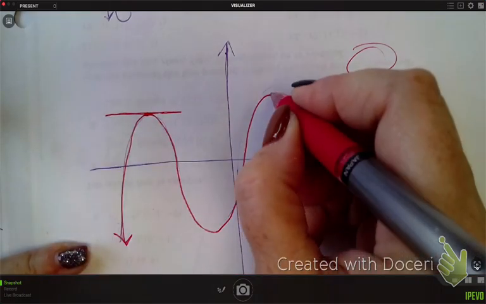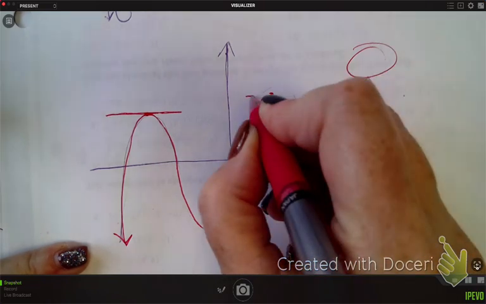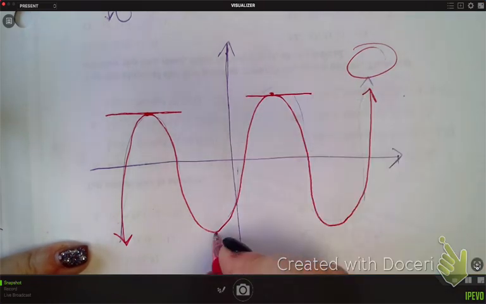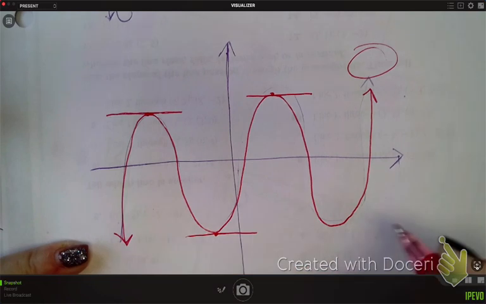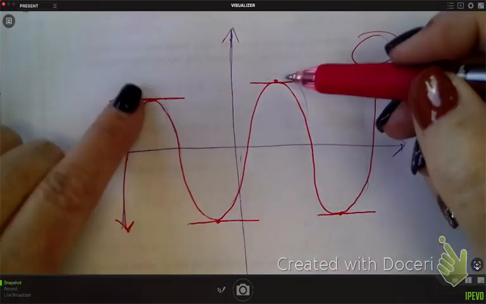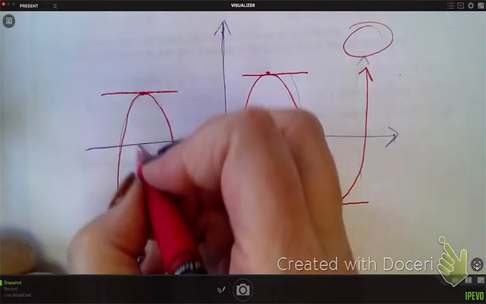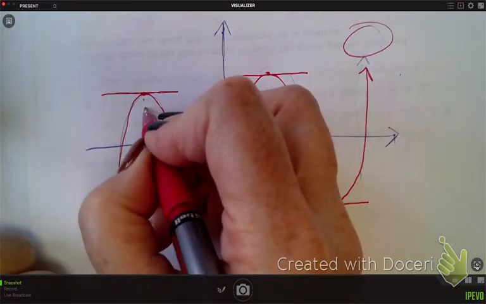What is the slope right there at that point? Zero. And what is it at that point? Zero. And what is it at this point? Zero. So when I graph the derivative, all these zero slopes go where? Don't they go to zero?